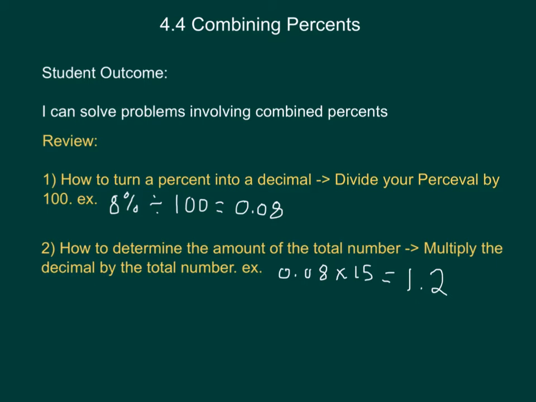So a little bit of a review before we get started. From last class, you should remember how to turn a percent into a decimal. To make a percent into a decimal, all we have to do is divide our percent by 100 and we get our decimal.